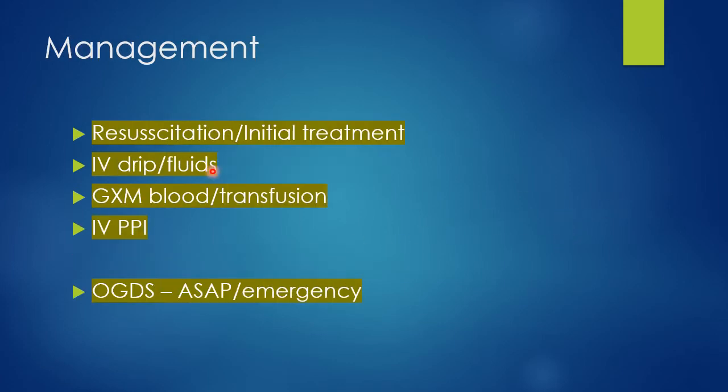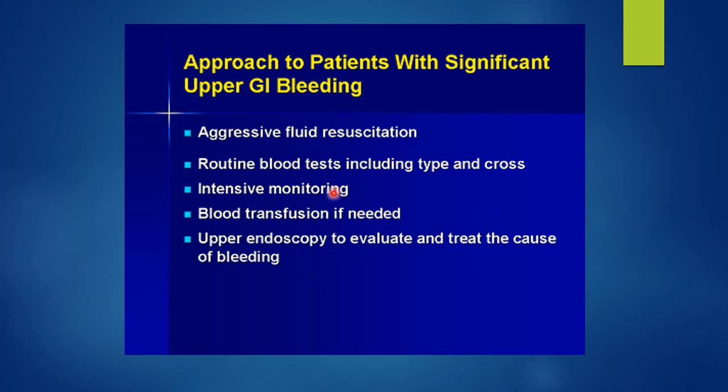Management. First, resuscitation or the initial treatment consists mainly of IV fluids, colloids, crystalloids, and even group and cross-match blood for transfusion. At the same time, we give intravenous proton pump inhibitors, especially omeprazole, or my choice is esomeprazole, intravenously. And after stabilizing the patient, you prepare the patient for OGDS as soon as possible. At times, if the bleeding does not stop, then emergency OGDS may have to be done. This is a general outline to the approach to patients with significant upper GI bleed.